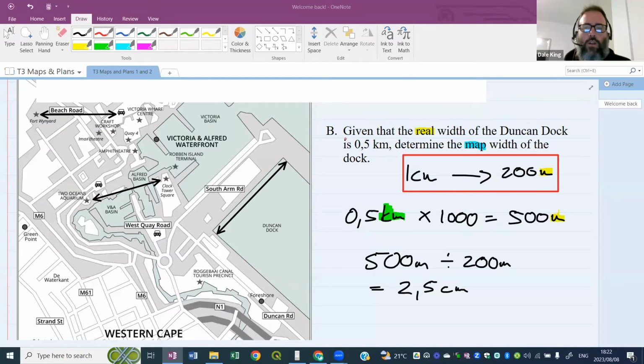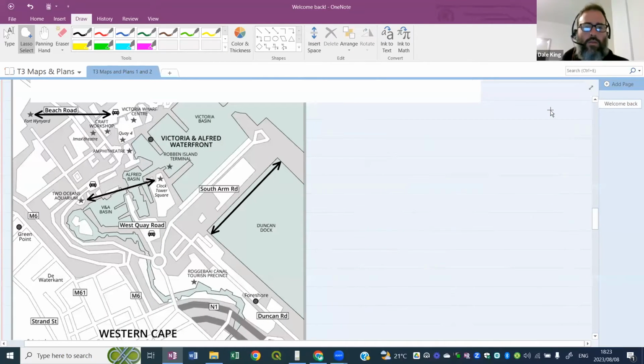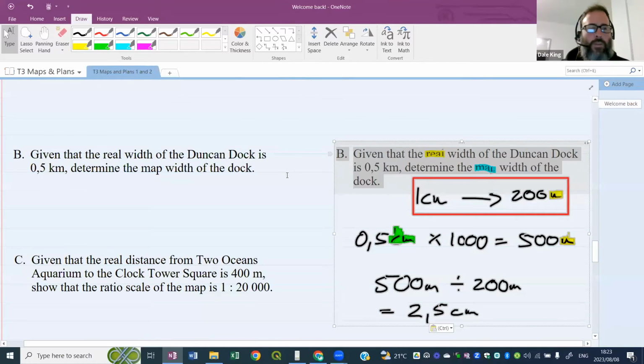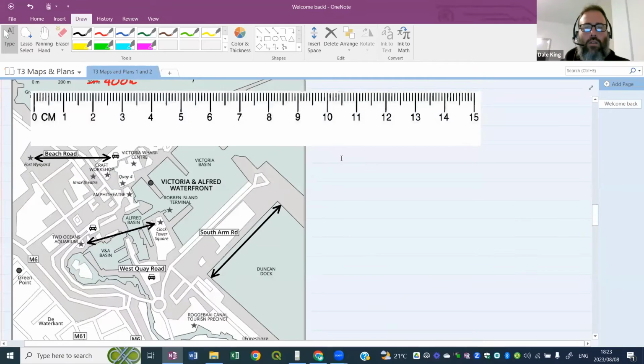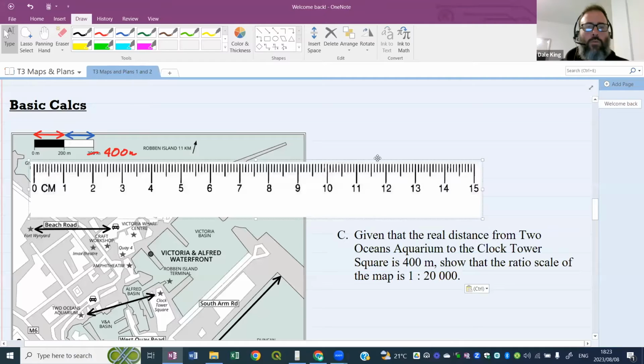All right, moving on to the next question. I hope you guys are okay with question B. Let's move on to the next one. Another common scale question that comes up here. Let's see if I can copy this back so that we don't lose it. All right, let's go check what the next one is. Yes, the next question, it's question C. All right, I'm going to put it up here for us. I'm going to move my ruler out the way.